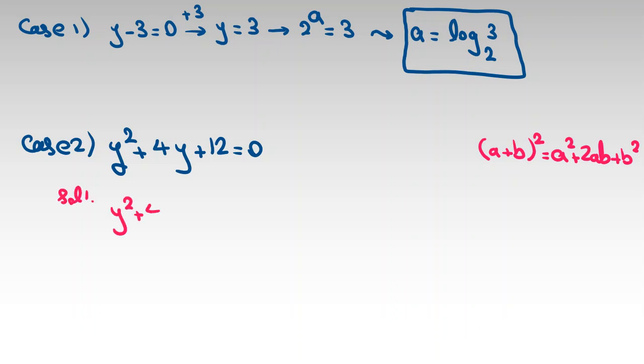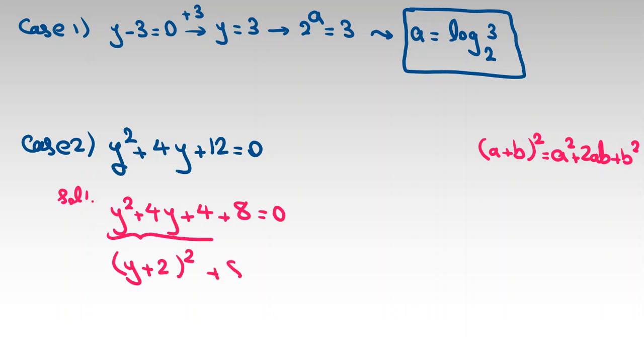I say y squared plus 4y. If you pay attention here, y squared, 2y times, so we understand b is 2. So you say plus 4. And because here we have 12, 8 is left, equal to 0. So y plus 2 squared is this part, plus 8 equals 0. What a contradiction! Because we conclude y plus 2 squared equals negative 8. We know y plus 2 squared, because it is squared, is greater than or equal to 0, while negative 8 is negative. So we don't have any answer.